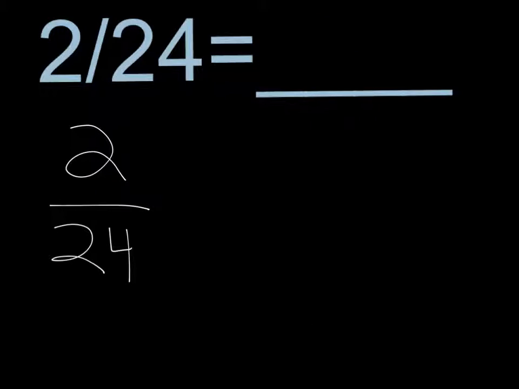Let's do our first equivalent fraction. What it wants us to do is find the equivalent fraction for 2 over 24. Let's first do some multiplication, so let's do times 2. You can multiply by almost any number. Smaller numbers are easier, but if you want a challenge, you can use larger numbers. So we're going to do times 2.